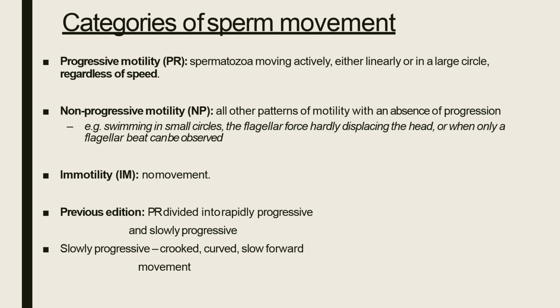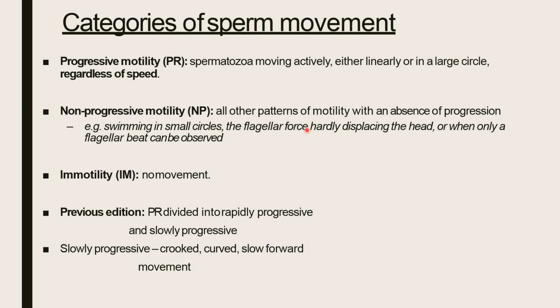Progressive motility is the spermatozoa that are moving actively and proceeding in a direction, covering a distance. So it could be in a linear path or in a large circle. And non-progressive means they are showing all the patterns of motility, but they are not progressing, they are swimming in the same area. They are not going ahead. Say their heads are not displacing ahead.